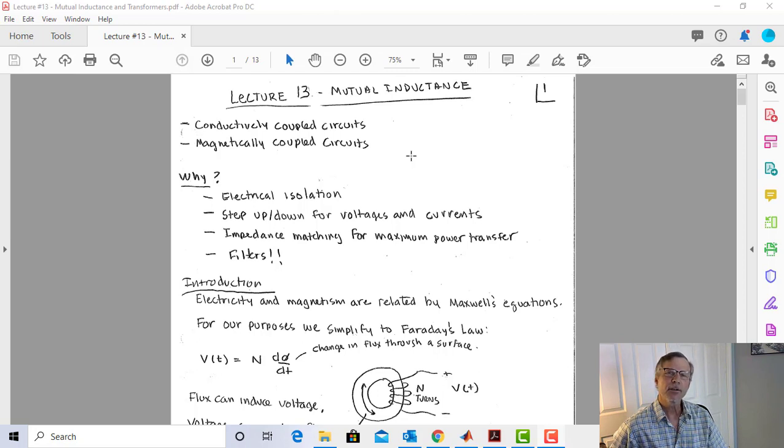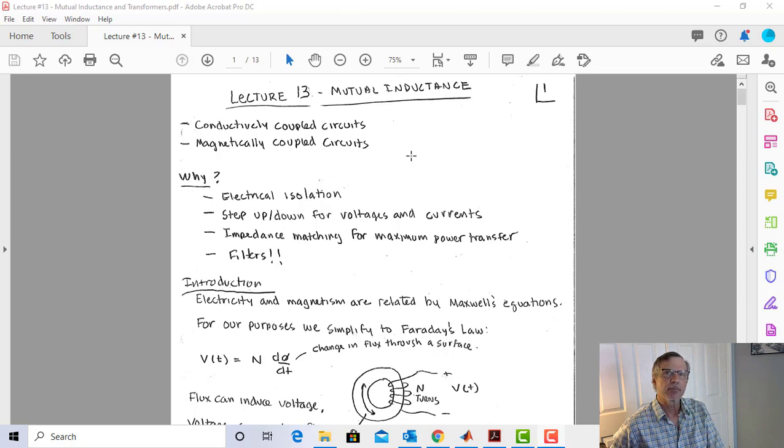We wouldn't be able to distribute power to all of our houses and businesses if we didn't have transformers. And in the next few lectures, in addition to talking about transformers, I'm going to show you pictures of cool transformers and substations and things like that, so you can actually see where they live and what they look like. And another application is impedance matching for maximum power transfer.